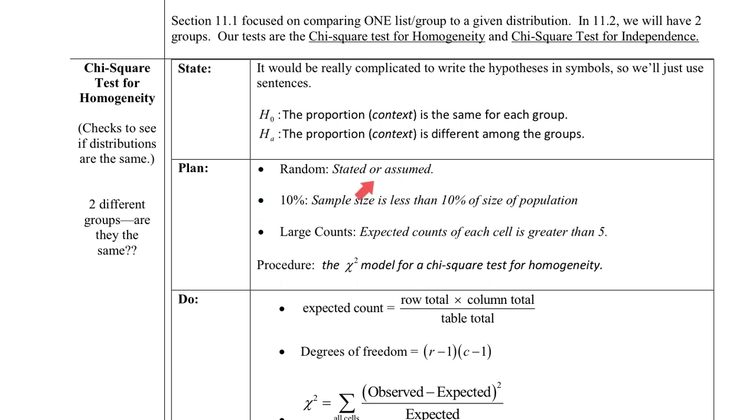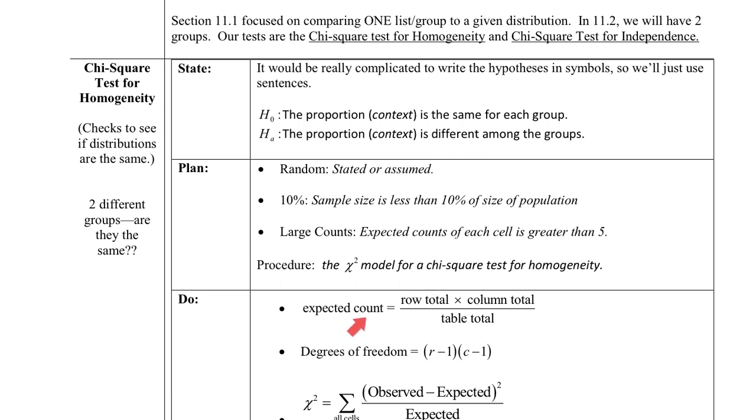Random, stated, or somehow assumed. 10%, or independent: sample size is less than 10%. We're used to that. Same thing, large counts: expected count of each cell is greater than 5. So nothing new so far. And then we can go ahead and proceed with a chi-squared test for homogeneity. This one is a little bit different.